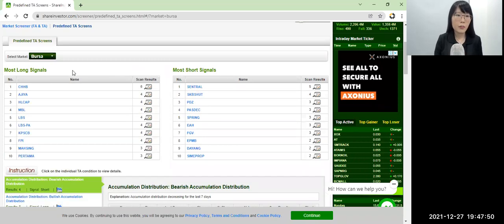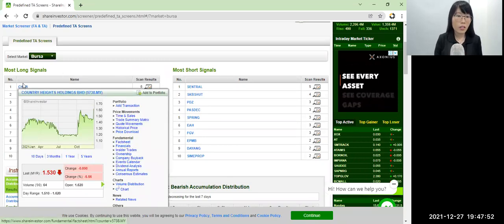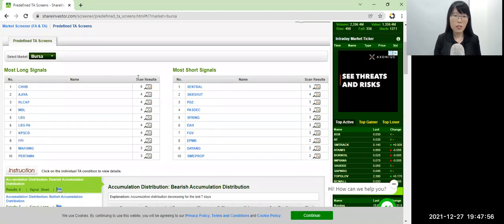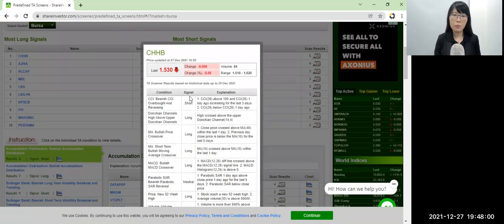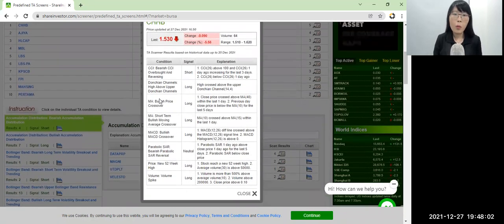Okay, so you can click on it. For example, the first one is Country Heights Holdings. You can click on the scan result to view the reason why they ask you to buy. So based on this, you can see what the explanation is here.